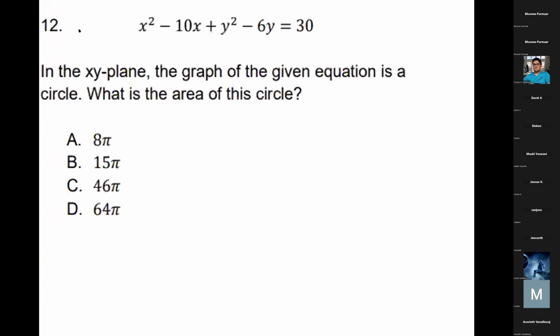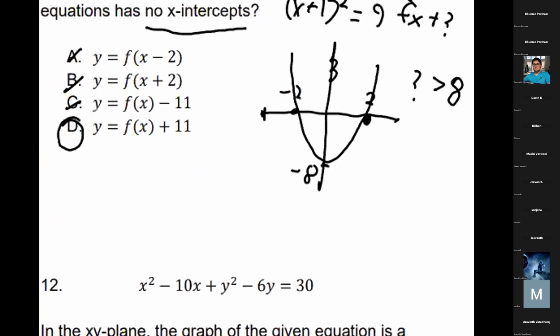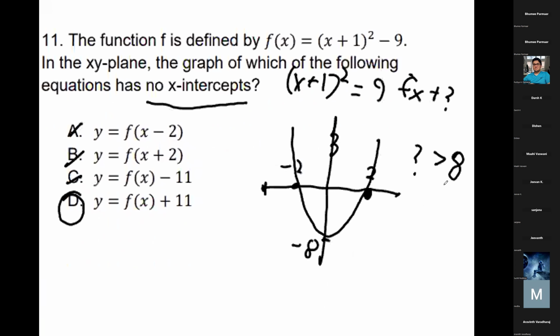Okay, question 12. There's one more question someone is asking. Isn't it negative 9, not negative 8? We wrote that the number has to be greater than 8. Well, we have (x plus 1) squared minus 9, right? So if x is 0, 0 plus 1 squared is just 1. 1 minus 9 is negative 8. So just plug in x equals 0 for that.